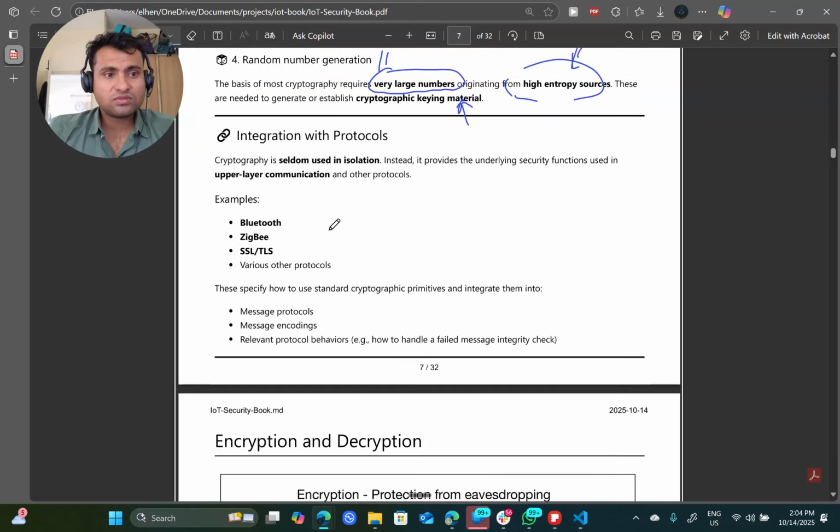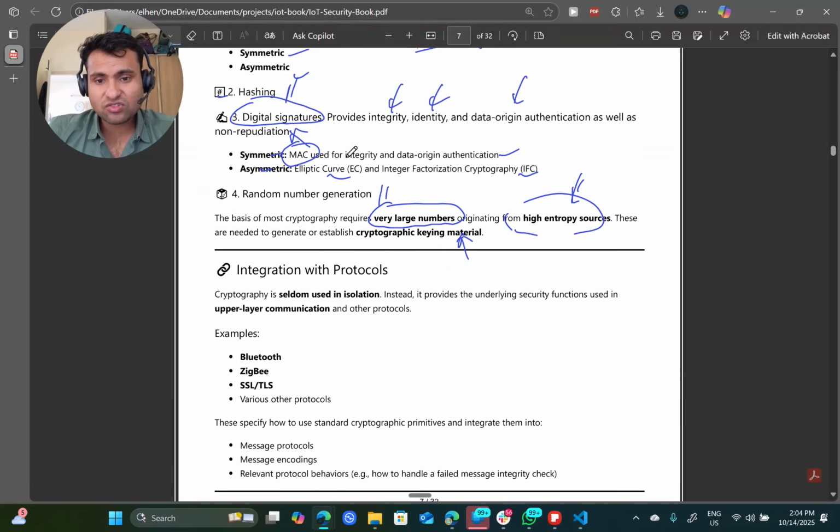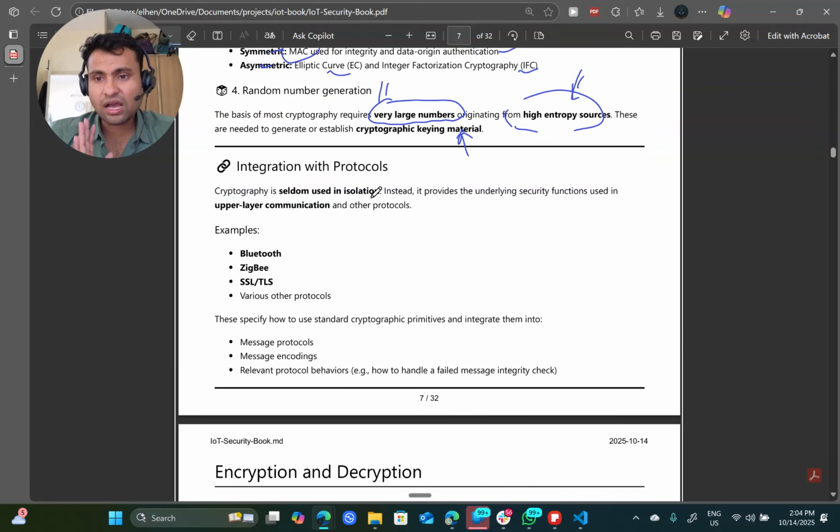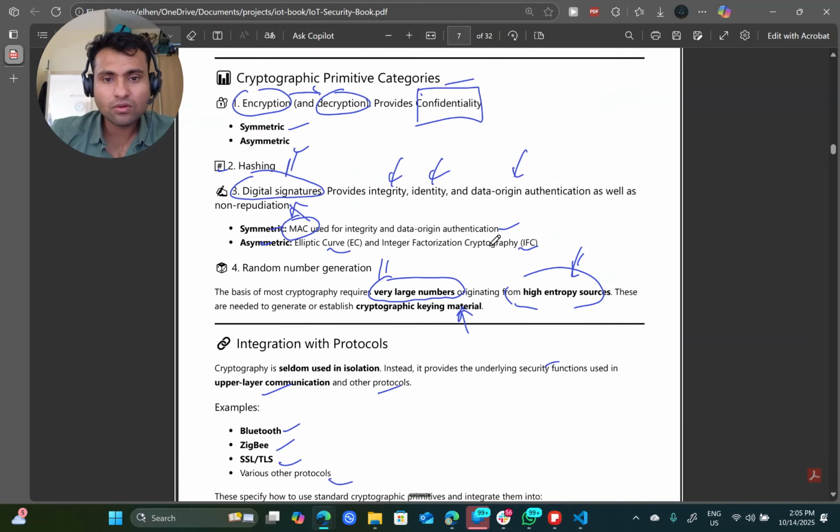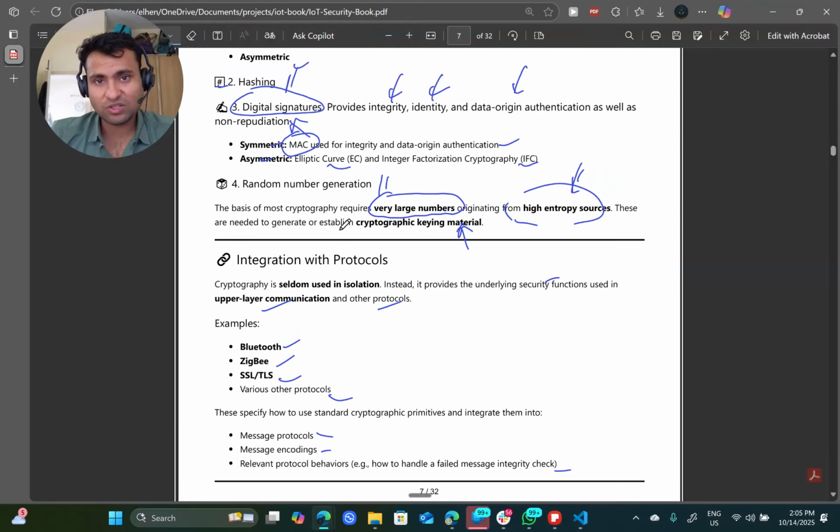So all these security things which you'll be seeing are not used in isolation. They provide underlying security functions for all the upper layers of the OSI stack, your communication and other protocols, including Bluetooth, Zigbee, SSL, TLS, and various other protocols. Whether we talk about message protocols, message encoding, or relevant protocol behaviors, all these cryptographic primitives will be used.